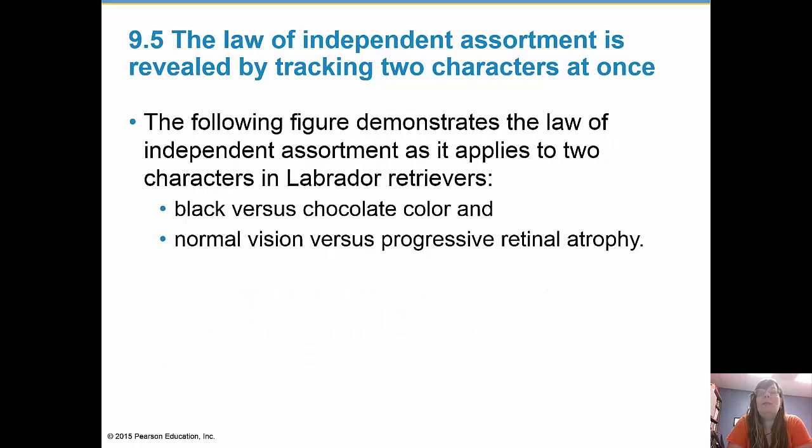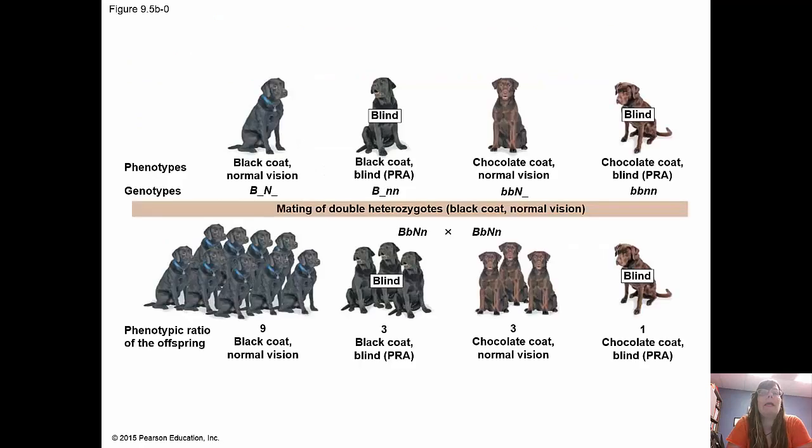So now we're going to look at the independent assortment in Labrador Retrievers. We're going to look at 2 characters, color and vision. So you have black coat is dominant, normal vision is dominant, chocolate coat and retinal myopathy basically is recessive. So to have the chocolate coat and be blind, you have to have both recessive alleles for both traits. So little b, little n.